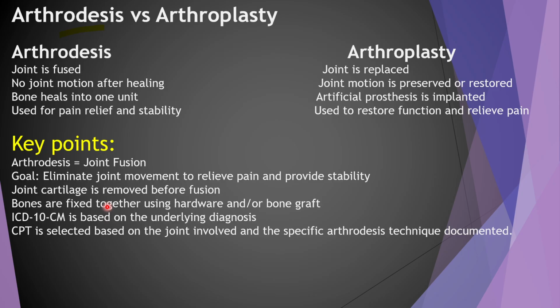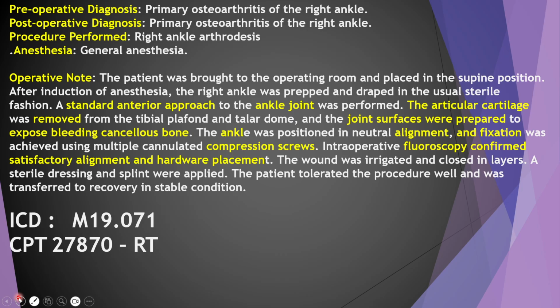In arthrodesis, there is a joint fusion, and joint movement is eliminated to relieve the pain and to provide stability. Joint cartilage is removed before the fusion, and bones are fixed together using hardware and bone graft. ICD is based on the underlying diagnosis, and the CPT is selected based on the joint involved and the specific arthrodesis technique documented. Coming to next, this is an example I'm giving for arthrodesis.